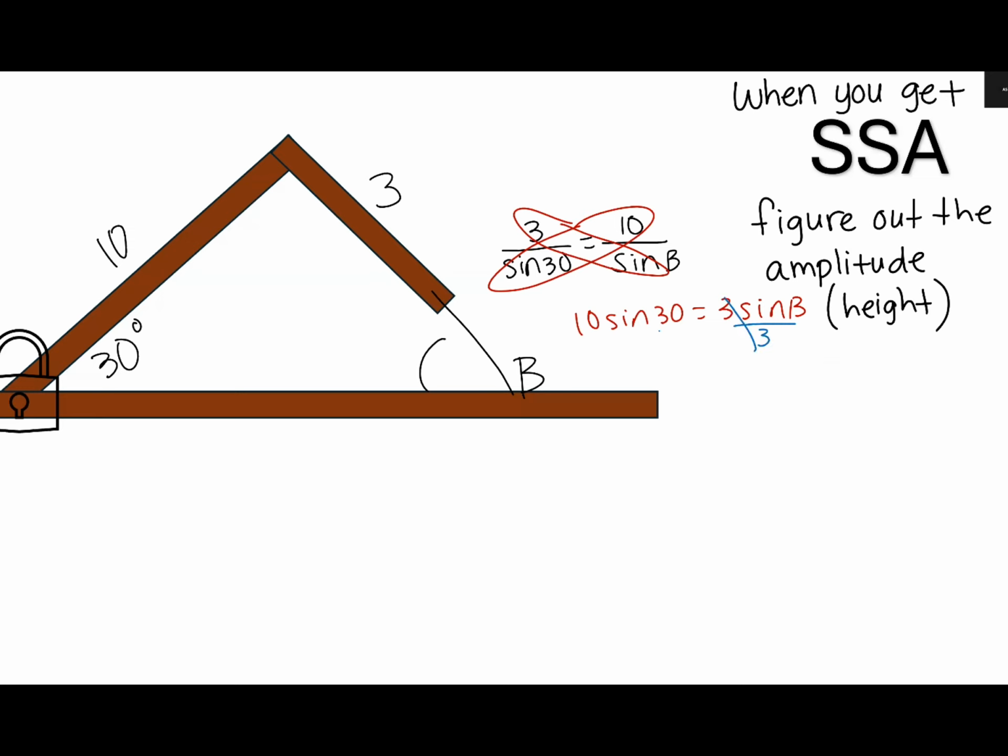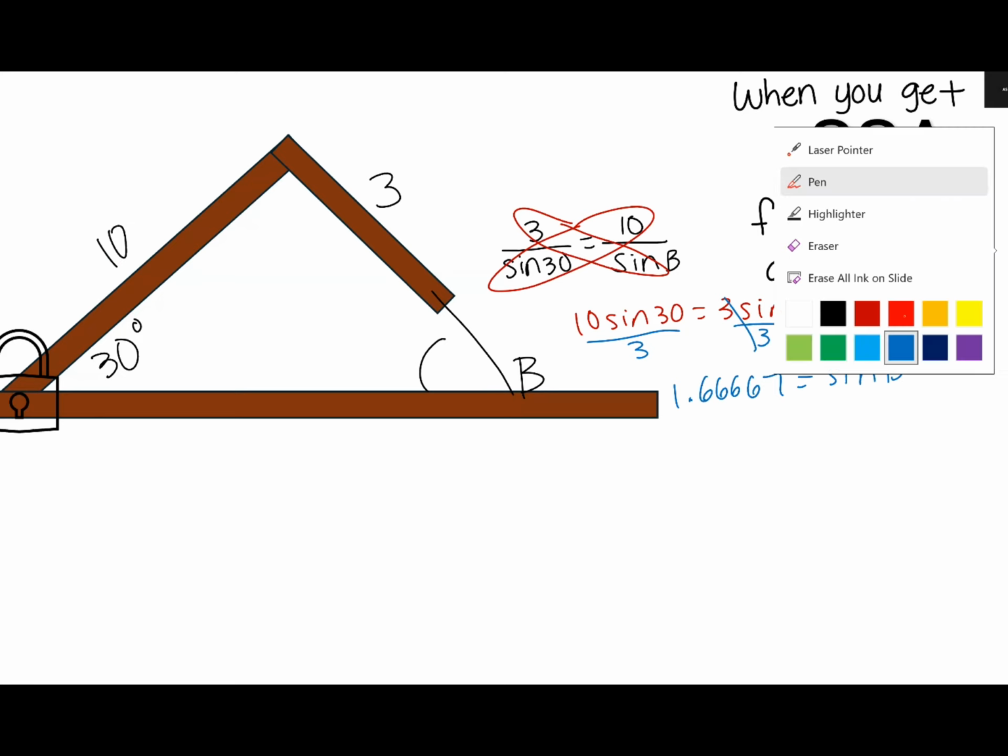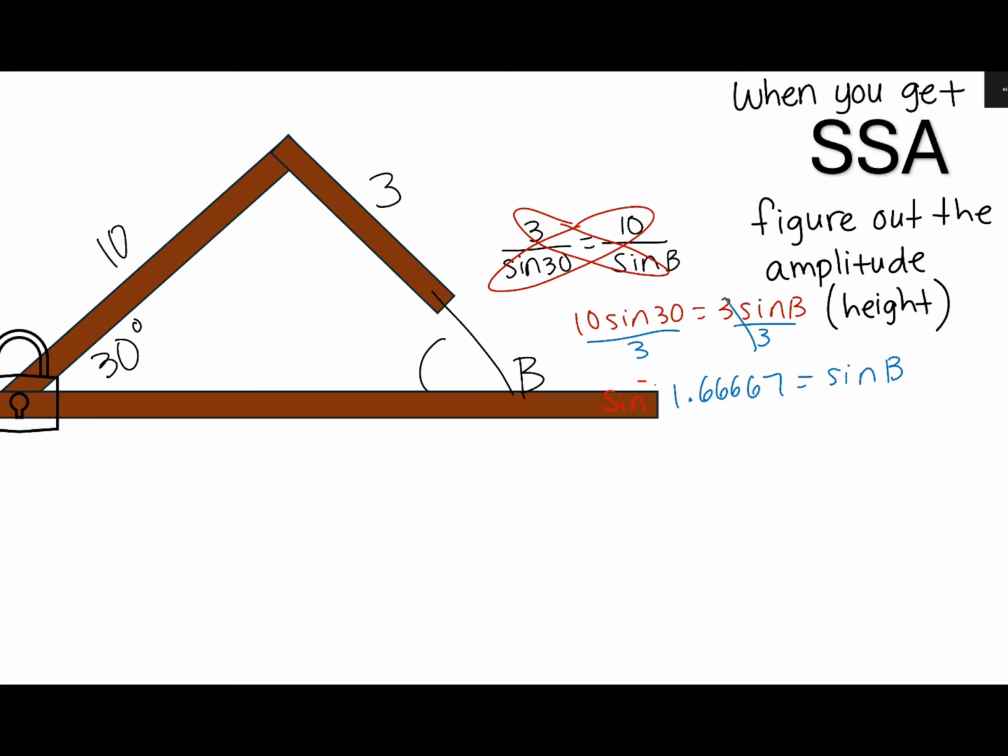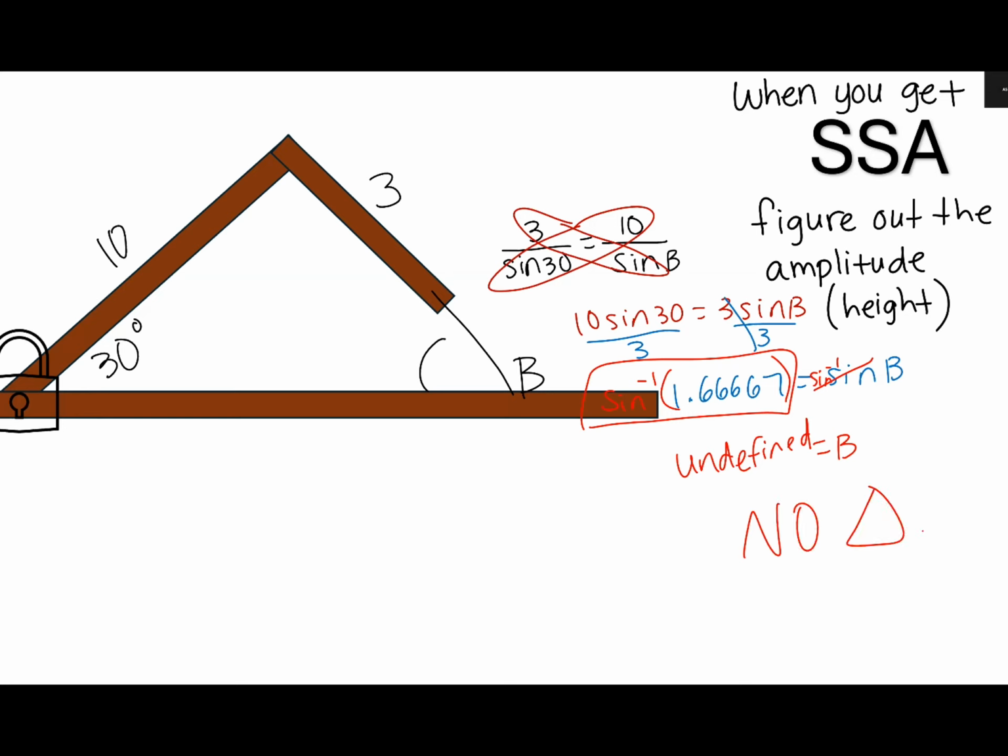Divide by 3. And if I put that in my calculator, I get 1.66667 equals sine B. And if I want B, just take the inverse of both sides. So sine inverse, those cancel. So B is equal to, if you type this into your calculator, it's going to give you undefined. So again, no triangle. You see it algebraically through law of sines, and you see it visually because A is smaller than the height. It won't close.